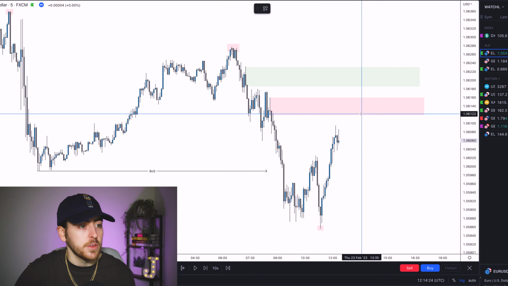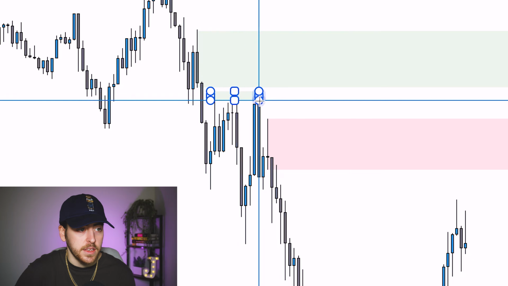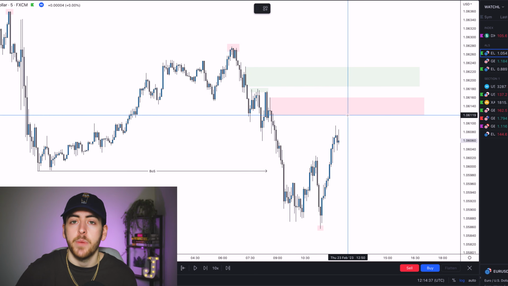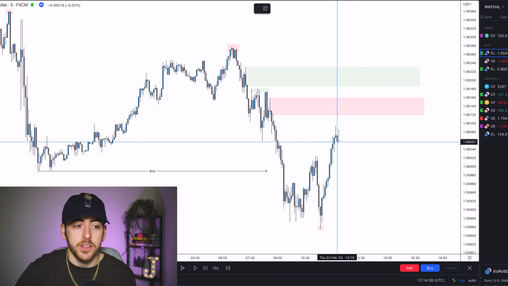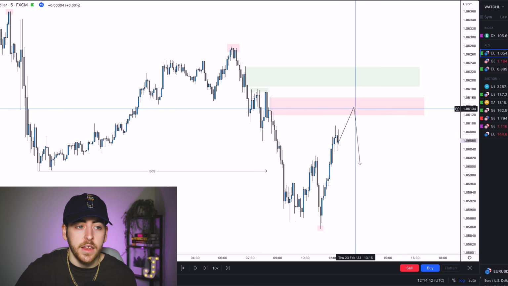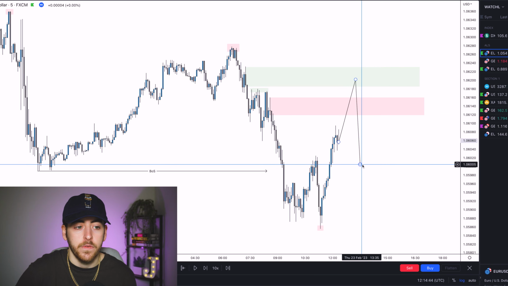Now, another thing to note is that we have these almost equal highs in this price area here, which will act as a little form of liquidity, leading us towards that point. So what we would anticipate based on the inducement is not a reaction from this zone, but instead a reaction from this one above. And why is that?